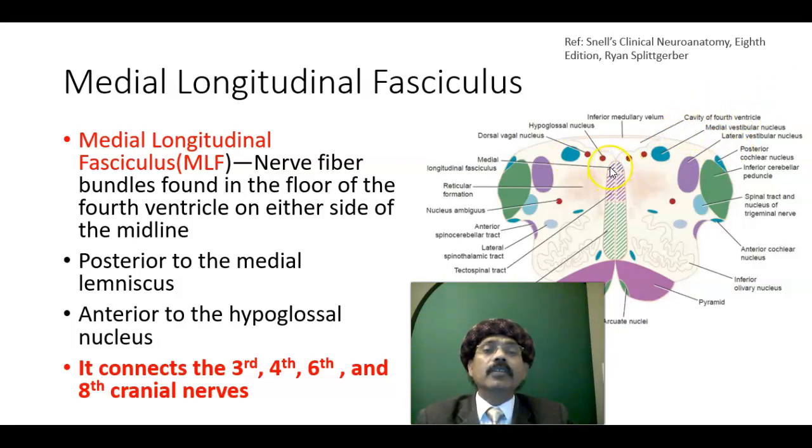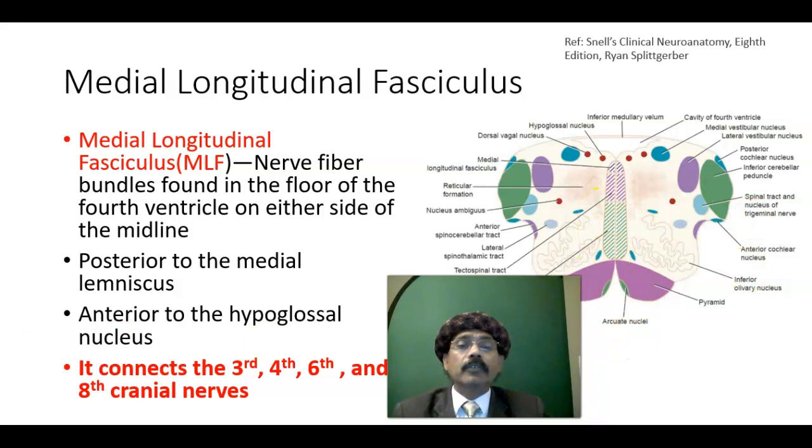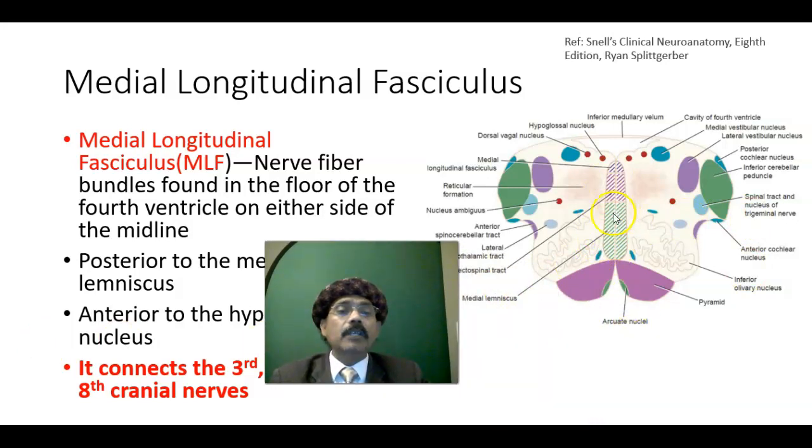So here is the medial longitudinal fasciculus. It is located here. It is posterior to the medial lemniscus. So this is the medial lemniscus, and it is posterior to that, and it is anterior to the hypoglossal nucleus. This is a hypoglossal nucleus. This is another hypoglossal nucleus. So this is the medial longitudinal fasciculus.